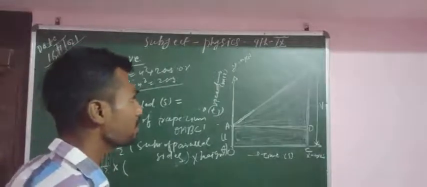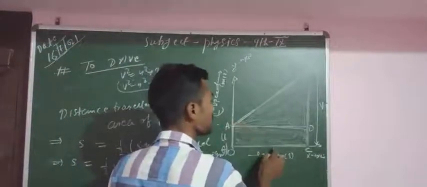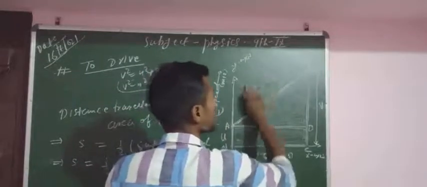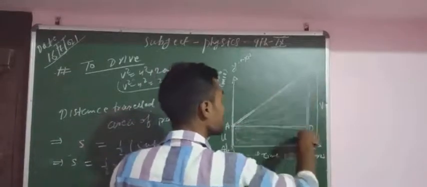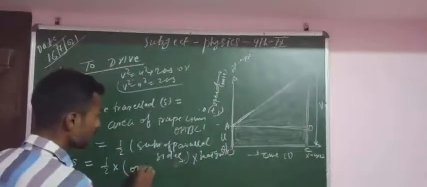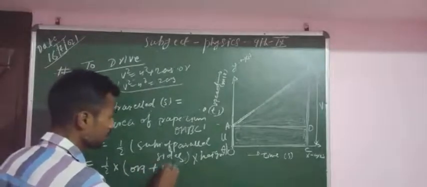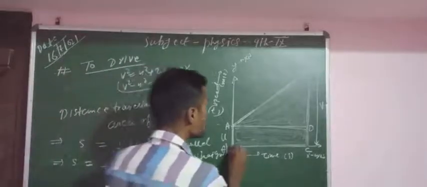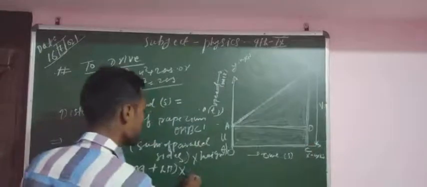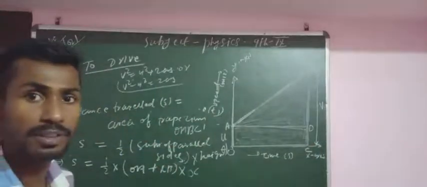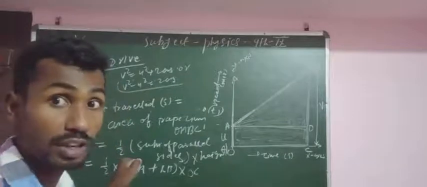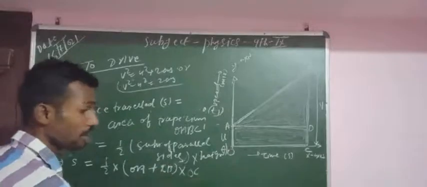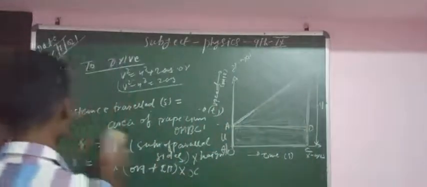Now for the sum of the parallel sides, we will see which sides are parallel. This side and this side are not parallel; if they were not parallel, they would intersect somewhere. So we can't consider those sides. We will consider OA and CB, into the height of the trapezium. We will consider OC as the height. So now we have half into OA plus CB into OC. This is the formula.